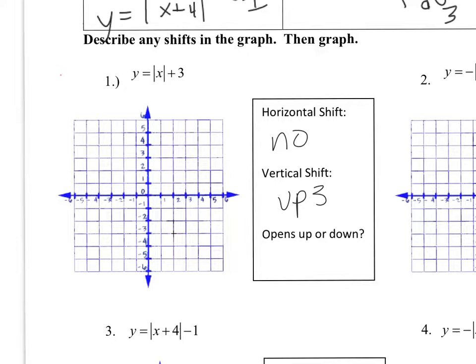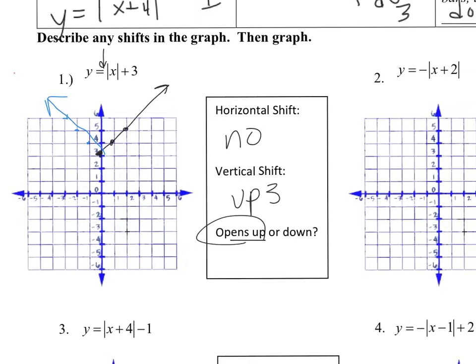So what you're going to do is start up 3 on the y-axis. And it's going to open up because the number in front of the absolute value is positive. So from here I'm going to do a slope of 1 because that's the number in front of the absolute value, the coefficient. So I'm going to go up 1, right 1, up 1, right 1. And then I'm also going to go up 1, left 1, up 1, left 1. There's my graph.